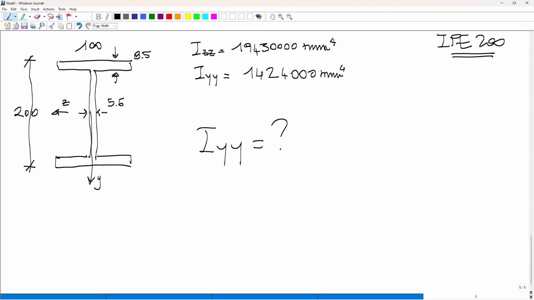This number here, 14, 24, and so on, is something that I picked up from a handbook. And it also takes into account the fact that, for example, here you have some rounded corners, so the shape is not exactly three rectangles. But imagine that you are able to sketch out three rectangles. How do you calculate the moment of inertia of this cross-section about this axis here? Try to do it and see what you get.